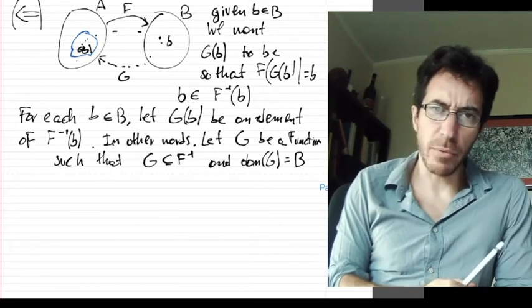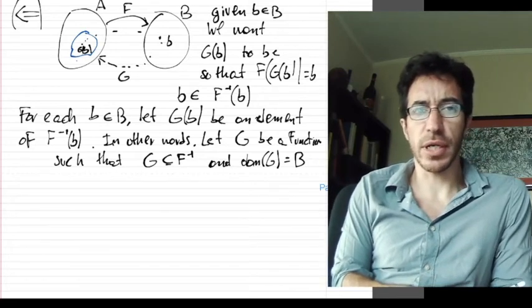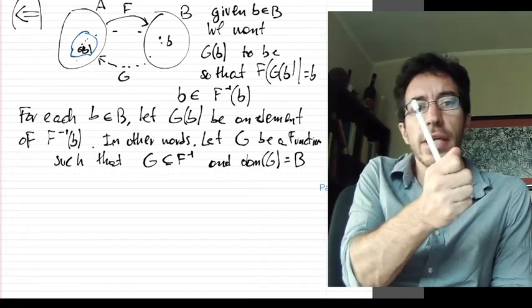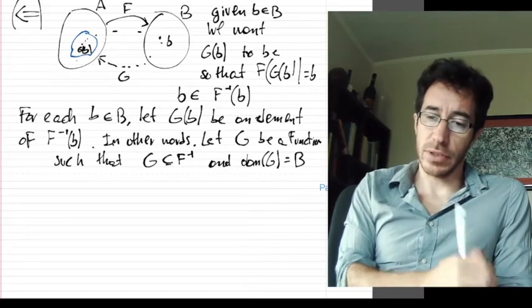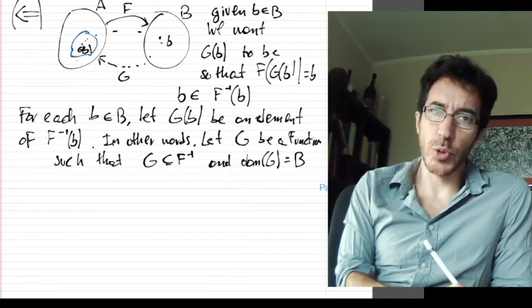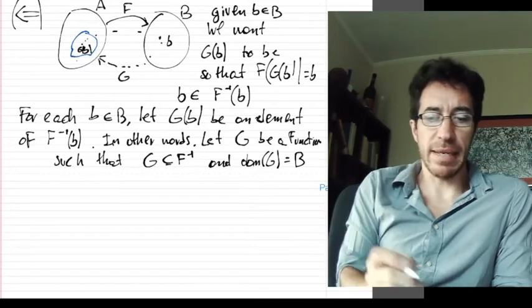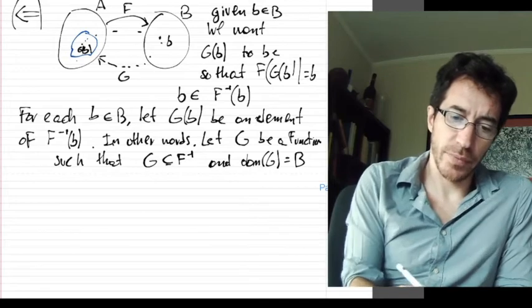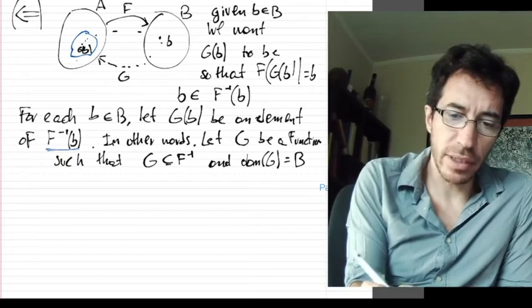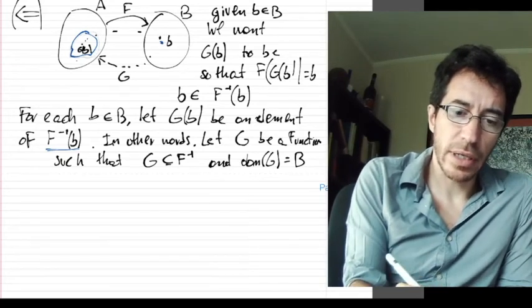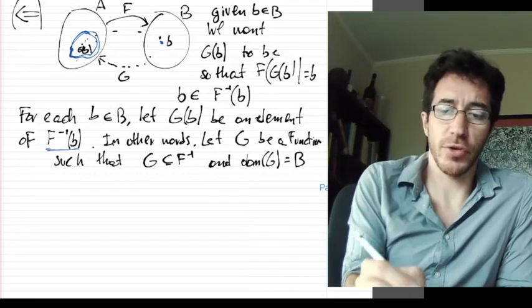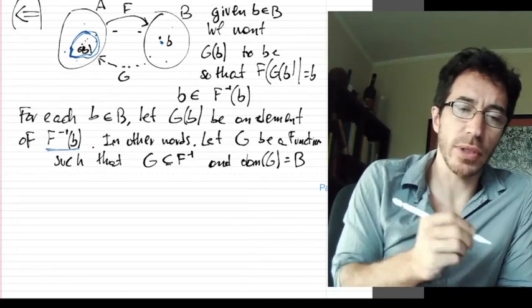Question: can we find such a g given the axioms that we have so far? In the previous case, when we defined the inverse for the one-to-one case, there was a unique element that was used for g of b. But here I'm saying for each b, just choose some element that belongs to this set. I mean, we know there is one because it's onto. So for every b, just choose one element in there, and that's going to be your g of b.